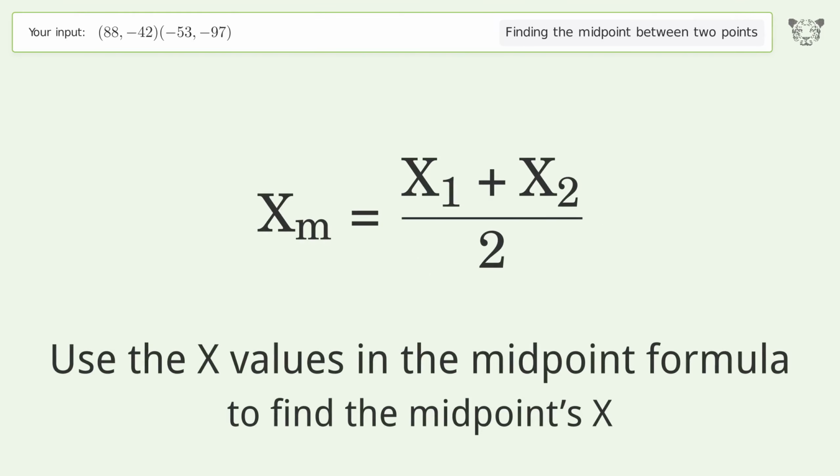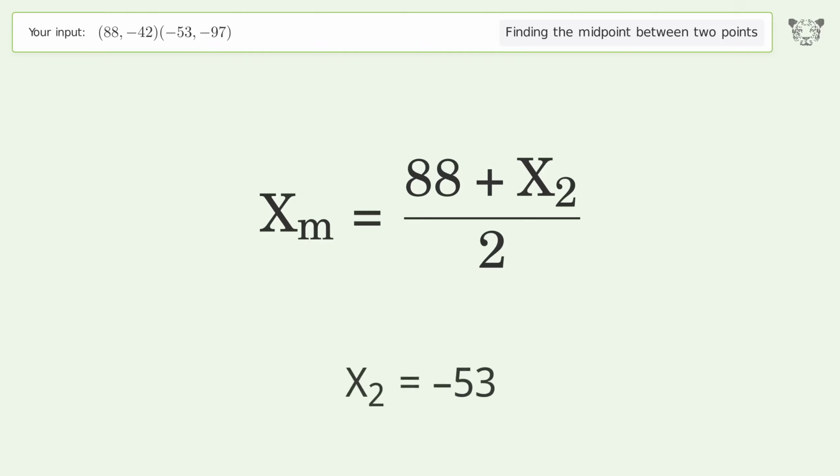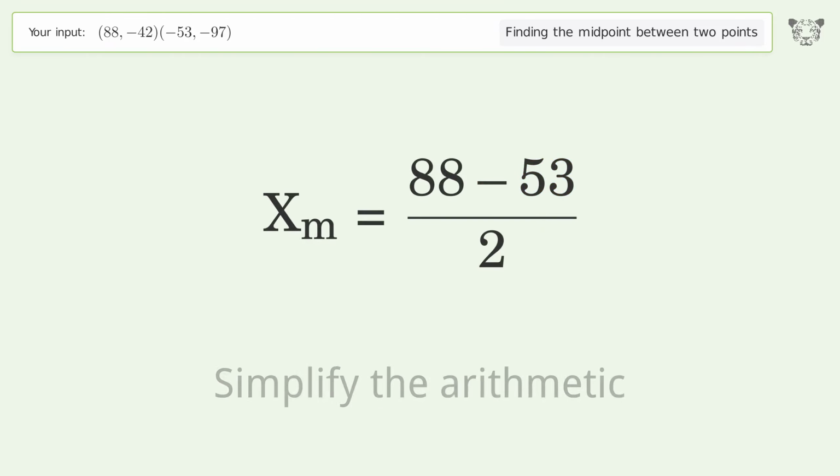Use the x values in the midpoint formula to find the midpoint's x. x1 equals 88. x2 equals negative 53. Simplify the arithmetic.